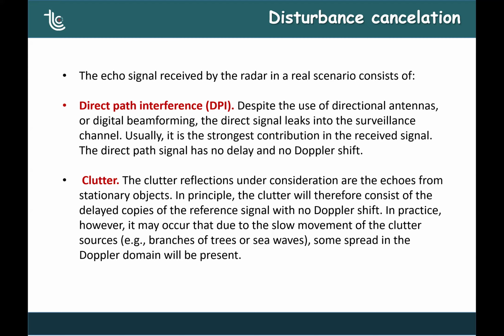Clutter. The clutter is not white generally, and the clutter reflections, specifically in urban scenarios, are echoes coming from stationary objects. So they are practically copies of the reference signal without Doppler shift, because these reflections come from stationary objects, buildings typically, or also trees and so on.